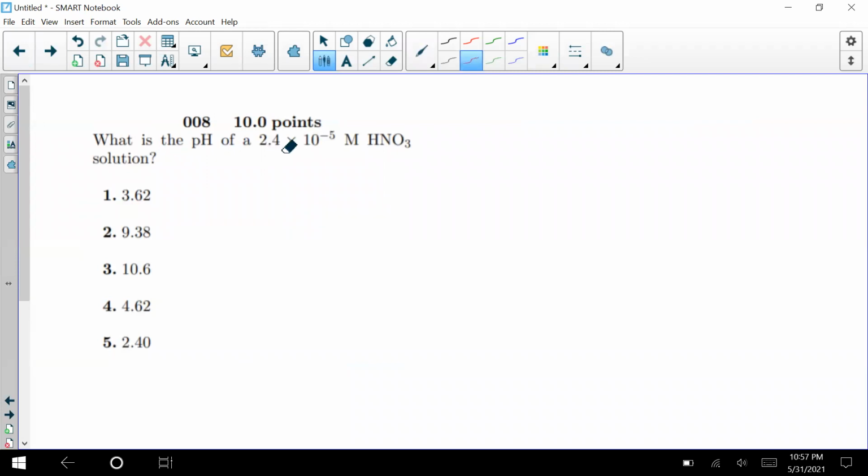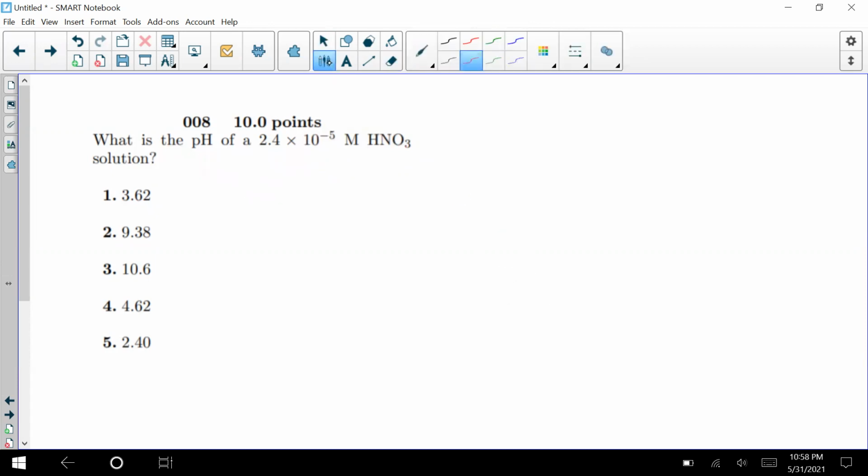All right, what's the pH of a 2.4 times 10 to the negative 5th molar HNO3 solution? That would be nitric acid solution. Now, something that's not stated here, but we should know, is that HNO3 is a strong acid, okay? And that should be in your notes somewhere. And what that means is that 100% of this will dissociate.